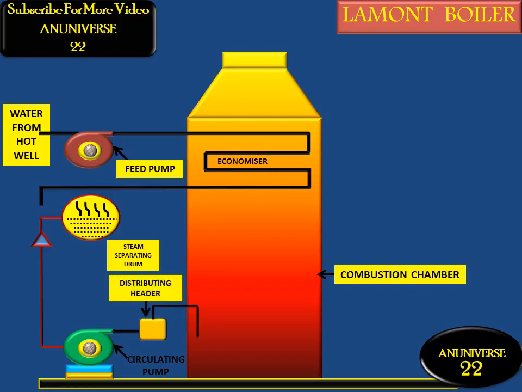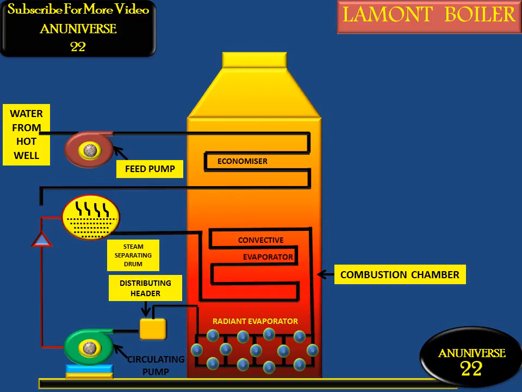And this is the distributing header. With the help of the distributing header, water is supplied to the evaporator tubes or water tubes, and these evaporator tubes are connected with the steam separating drum. And this is the superheater, which is generally used to convert the saturated steam into superheated steam. Otherwise, saturated steam would cause corrosion, so that's why it is converted into superheated steam.